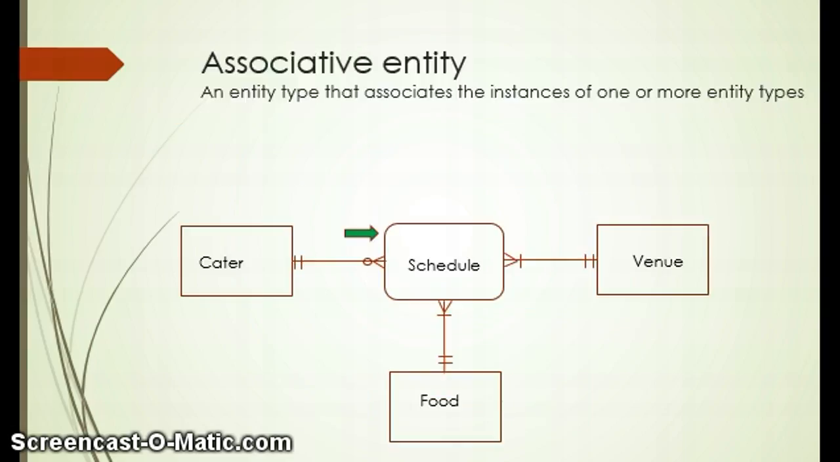Associative entity. An entity type that can associate the instances of one or more entity types. Each caterer has the option to deliver many foods to many different venues. The schedule here would be the associative entity that brings together caterer, venue, and food.